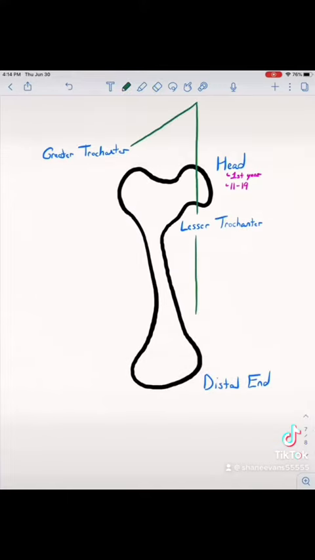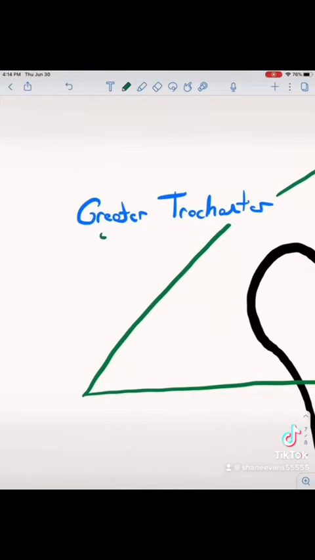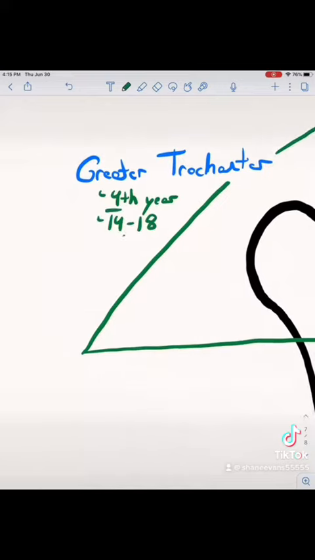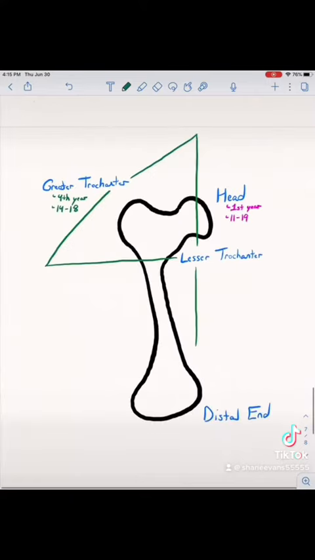Now we're going to draw this big 4 that goes through the greater trochanter and the lesser trochanter. So first let's focus on the greater trochanter because the primary is going to be the 4th year. And the secondary is going to be 14 to 18. Now all you have to do is just 4 plus 4 equals 8. 18, bing bam boom, you're done.